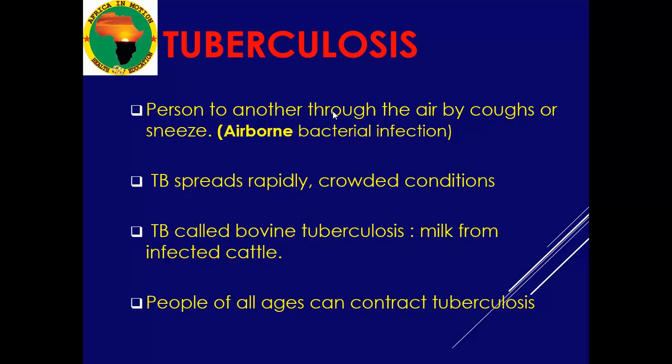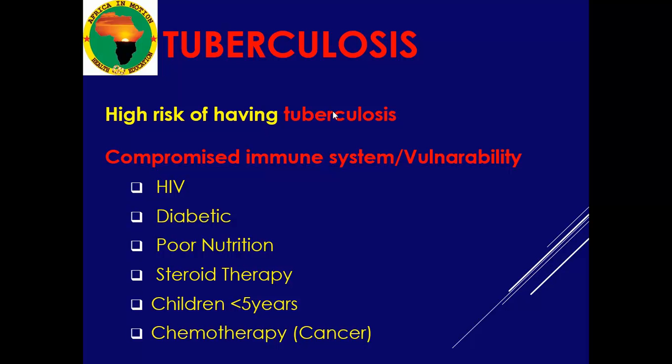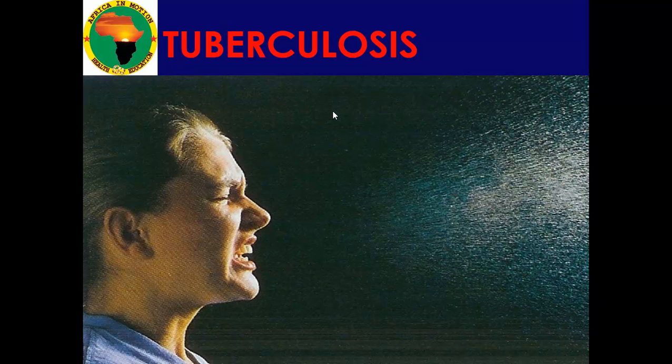So people of all ages can contract TB. It does not spare anyone, though we saw that it does affect those with a low immune system. Children who are less than 5 years are the target. Older people, people with chronic conditions which lower the immune system. The high risk group includes people with these conditions: HIV, diabetes, advanced stage, poor nutrition. Malnutrition is very bad as well. Steroid therapy, and children under 5 years. People who are under chemotherapy treatment for cancer. Those people are vulnerable to contract what? TB.